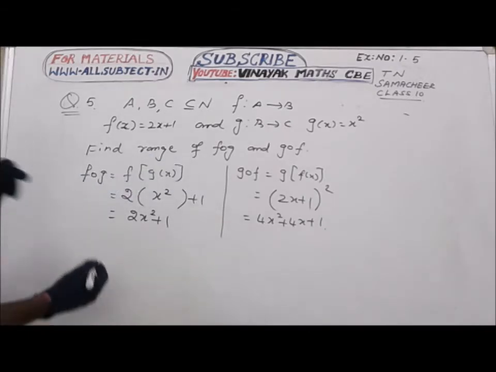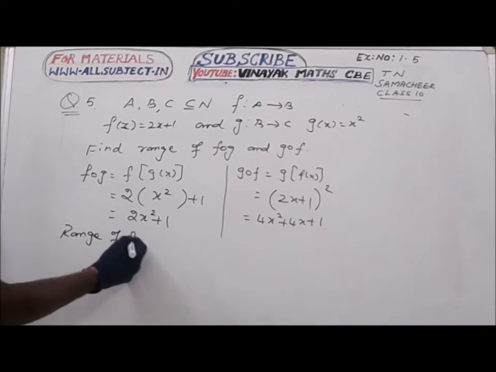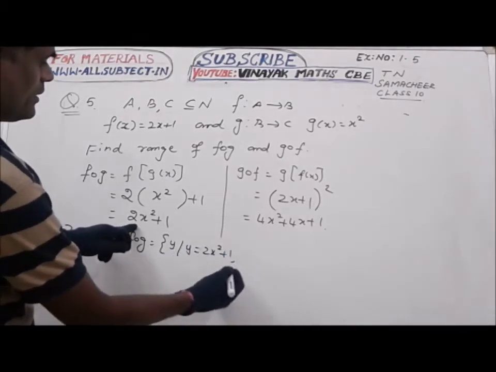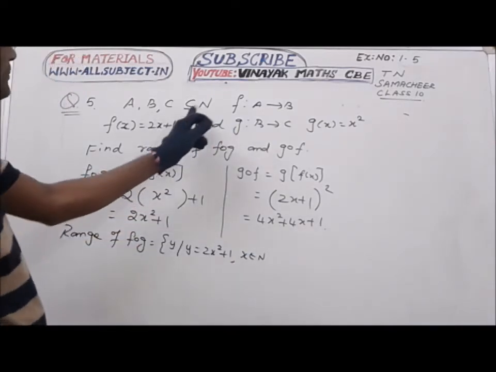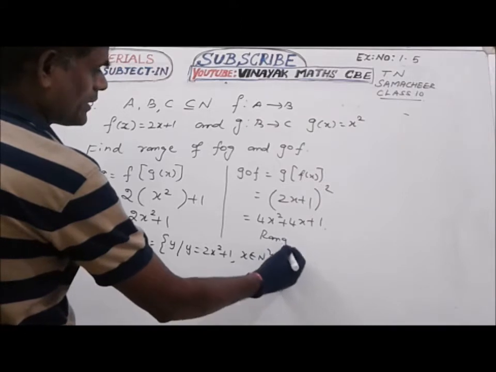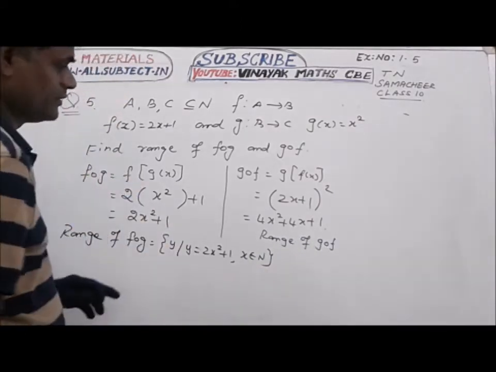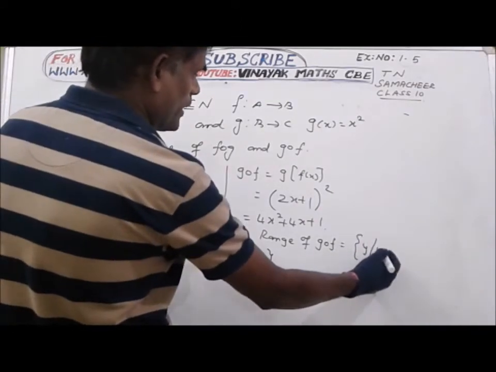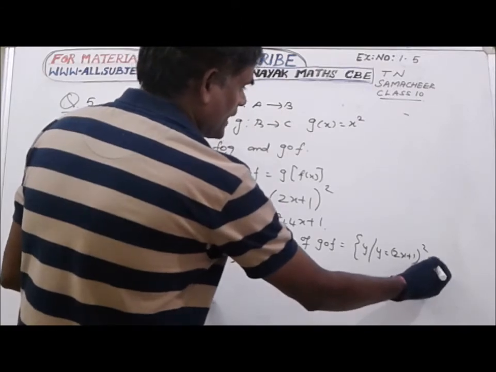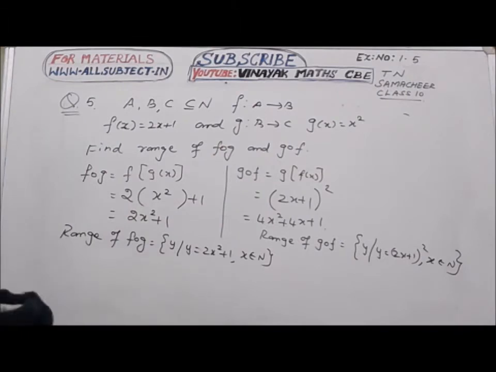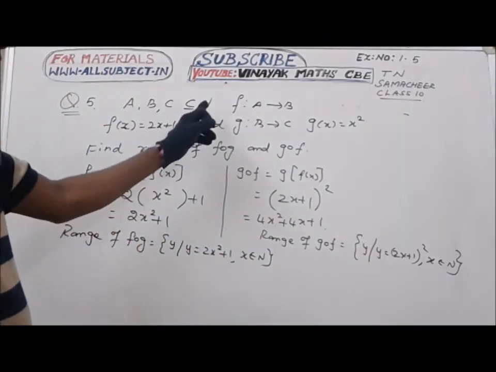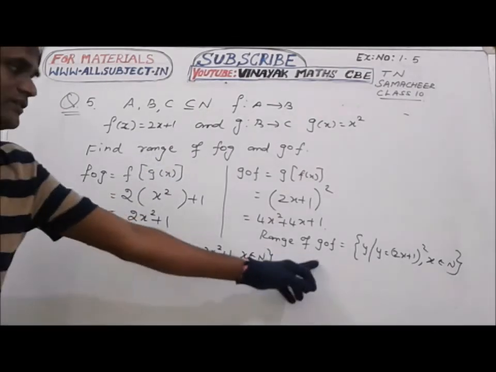Therefore, the range of f composition g is equal to y such that y equal to 2x square plus 1 for every x belongs to N, because given all these are subsets of N, so x belongs to N. And range of g composition f is equal to y such that y equal to 2x plus 1 whole square, or you can write 4x square plus 4x plus 1, where x belongs to the natural number set N, because f and g are subsets of N. So all the values of f composition g and g composition f are elements of N. So this is the range of f composition g, and this is known as range of g composition f.